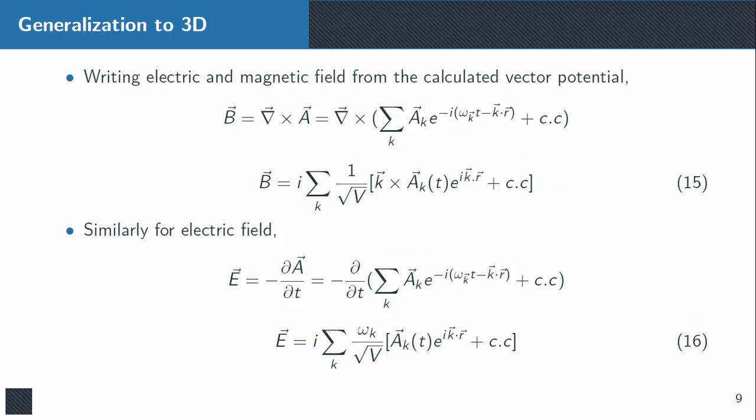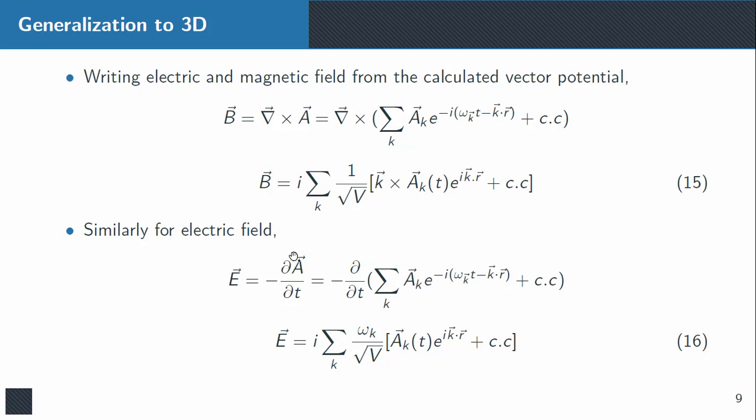So we could generalize these concepts or formalism into the three-dimensional case, and we know that we have derived the vector potential in the previous lecture, and we could calculate the fields, the physical observables, from this vector potential. So we can calculate the magnetic field from the vector potential by taking its curl, and we are normalizing it in a certain volume of space, where c.c. is the complex conjugate.